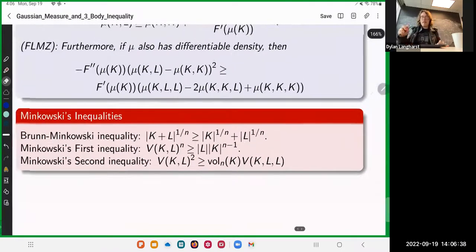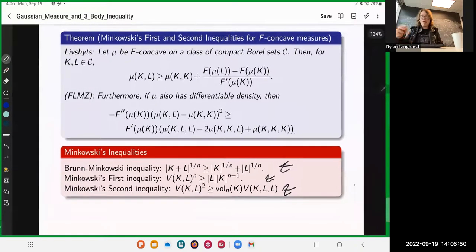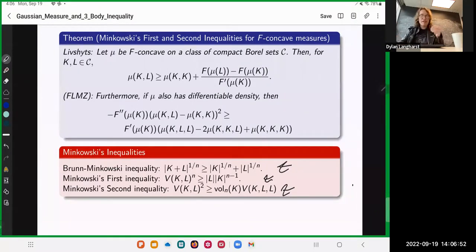So here are the volume inequalities again. So using Brunn-Minkowski, you prove Minkowski's first inequality and then Minkowski's second inequality by taking 1 and then 2 derivatives. And so here, using f concavity of some measure, if you take 1 derivative, you get this, which was shown by Lipschitz. And if you take 2 derivatives, you get this.